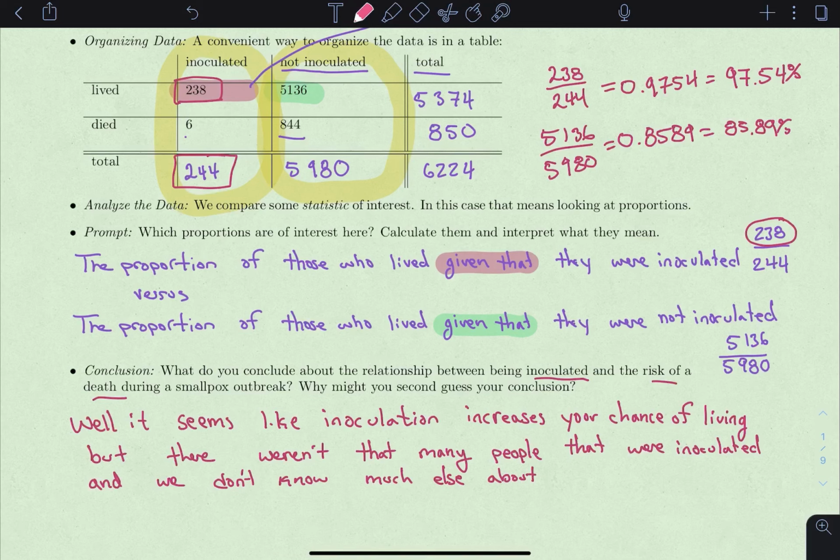We only collected the minimum information about the participants in the study. It could have been the case that all the people who were inoculated were already very healthy. It could be that just by chance the people who were inoculated were more likely to live. And we just don't know that for certain.